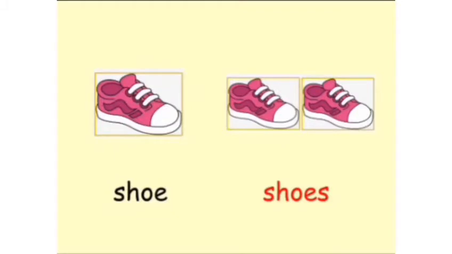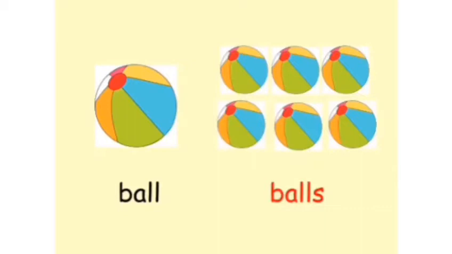S-H-O-E, shoe, and on the other side there are more than one shoe, so we say shoes. S-H-O-E-S, shoes. Shoe, shoes. B-A-double-L, ball. There is only one ball, and on the other side there are more than one ball, so we say many. So for many we say B-A-L-L-S, balls. Ball, singular, balls, plural.